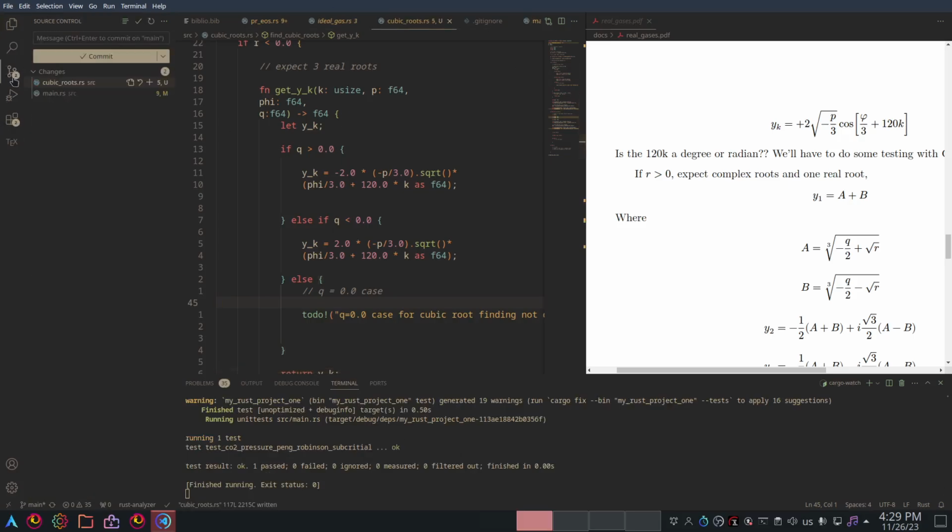I'll leave the video here, and I will add these two and commit to Git. And what will it be? Okay, implemented 3 real roots partially. I will commit this and sync the changes.